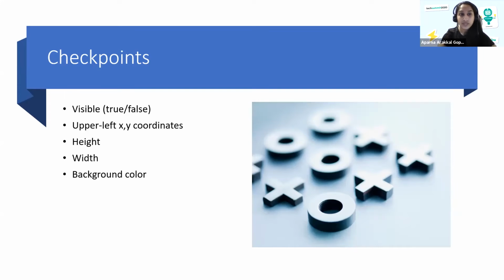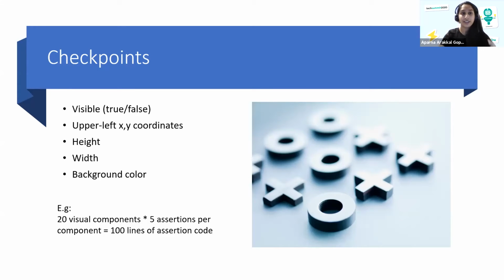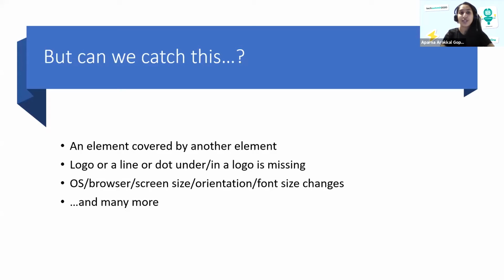So imagine you have 20 visual components, and for each component you have 5 assertions, that means you are putting 100 extra lines of assertion code to validate this. But is that enough? Will you be able to actually cover issues like an element overlapped with another element, and probably in our logo if some extra line is missing, or maybe a dot is present, or the logo itself is missing? So it's really difficult to identify them.